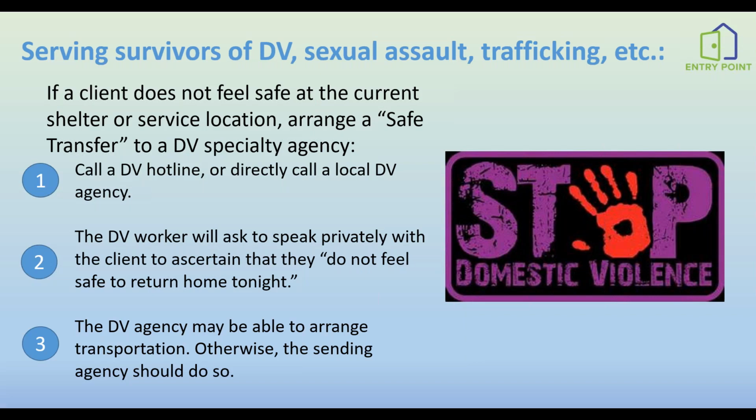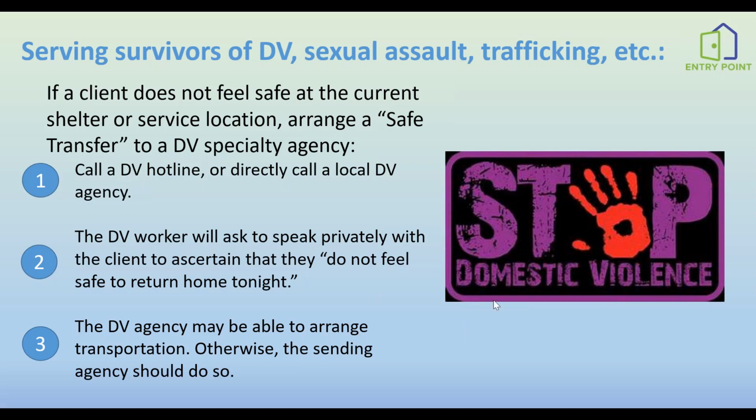When you call a DV hotline or a DV agency, the worker will ask to speak privately with the client to ascertain that they do not feel safe to return home that night, or that they don't have a safe home to return to. The DV agency may be able to arrange transportation for this client from your unsafe location to their location. If they are not able to do that, then it is our job as a sending agency to put somebody in a cab or an Uber and get them where they're safe.